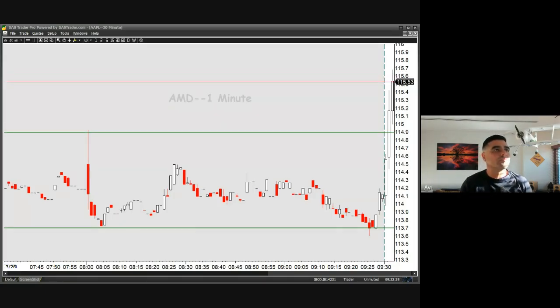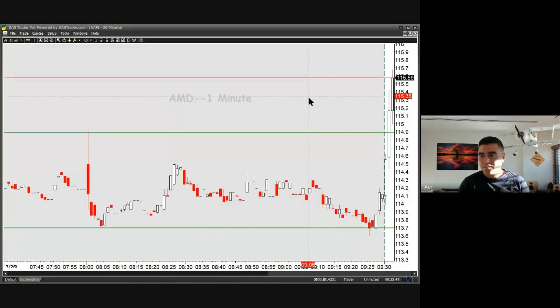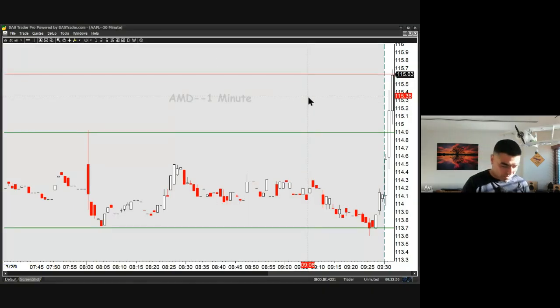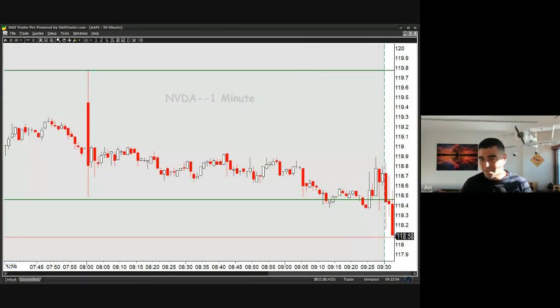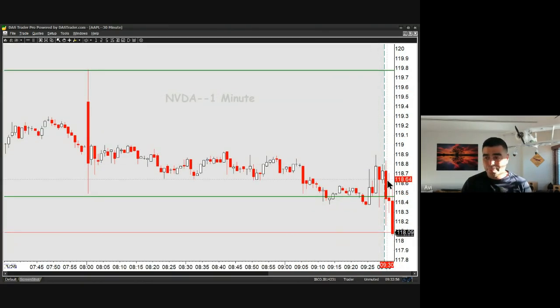Apple's pushing back upwards. Apple's become a real disaster. It looked good earlier, but can't do anything with it now. So NVIDIA would stop out again. So that would be two stops I would have taken by now on NVIDIA. And now it's bearish, truly bearish.